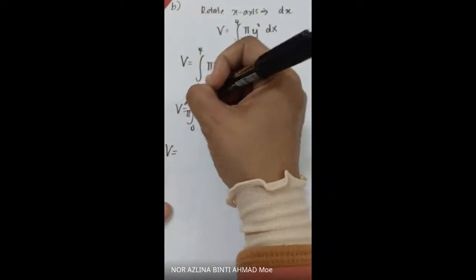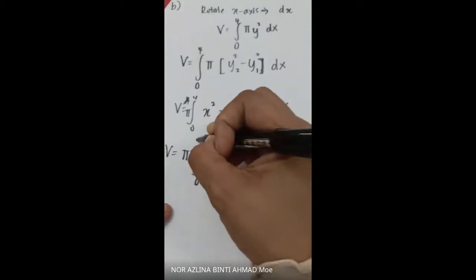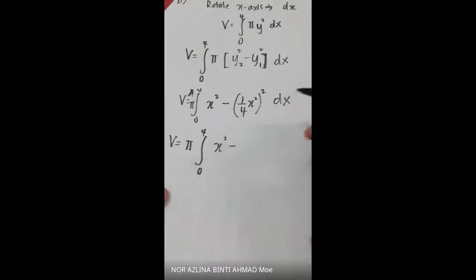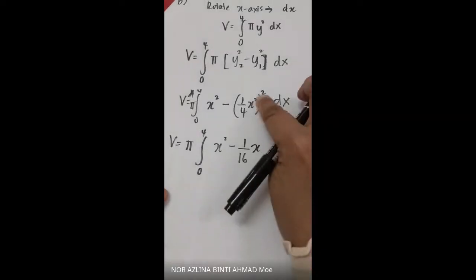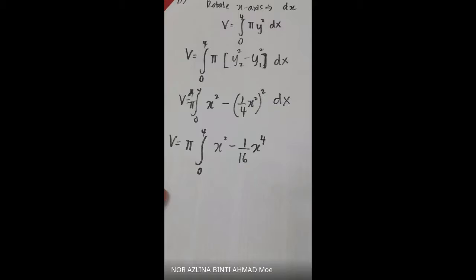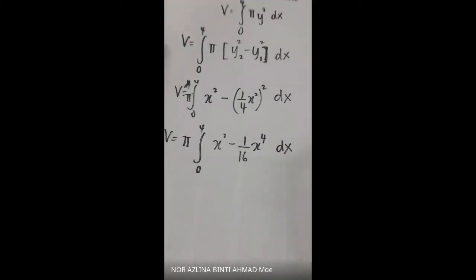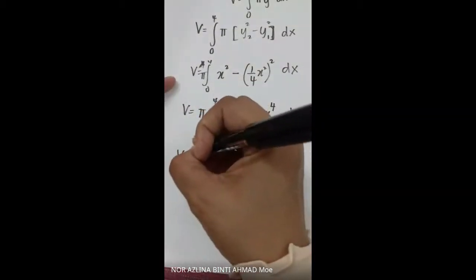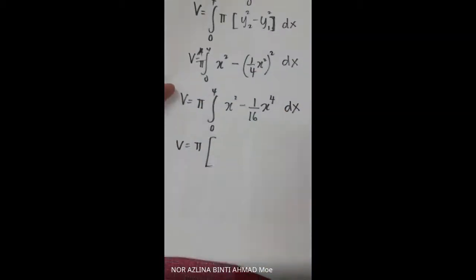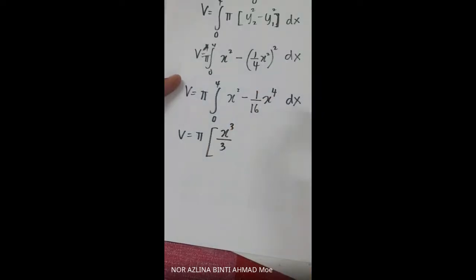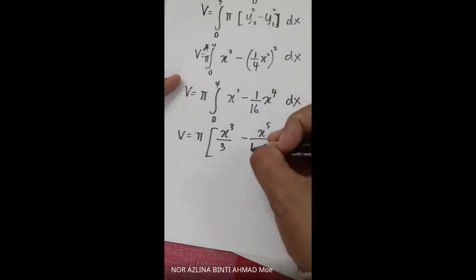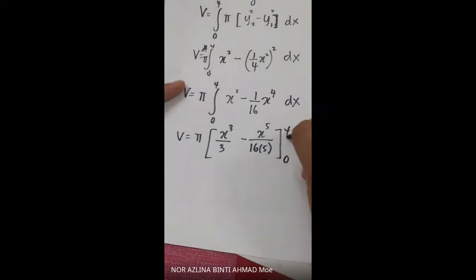Yes, teacher. Okay, so volume equals pi, integrate from 0 until 4, x squared minus 1 over 4 squared, 1 over 4 squared is 1 over 16, x squared squared, so it becomes x to the power of 4, dx. Okay, we integrate as usual. Add the power, no integration symbol. It becomes x cubed over 3 minus x to the power of 5 over 16 multiply 5, from 0 until 4.